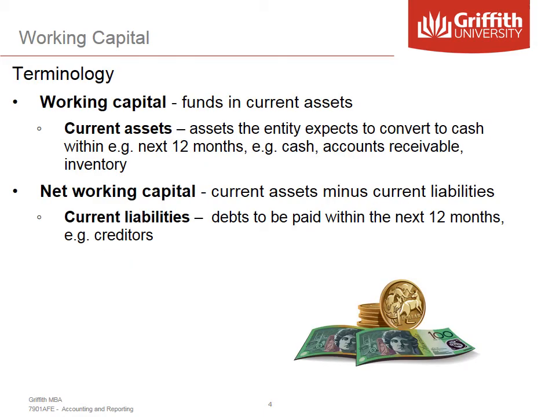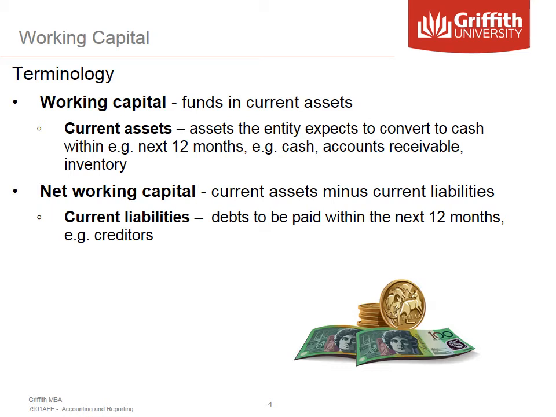Some terminology here first. Working capital, the funds in current assets. Now, the main current assets and the ones we're going to look at will be accounts receivable and inventory, and cash, of course, the end game. The term net working capital is referring to the total of current assets less the total of current liabilities.